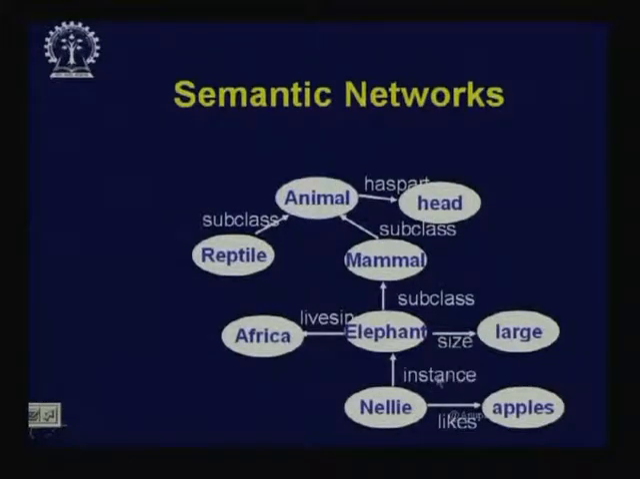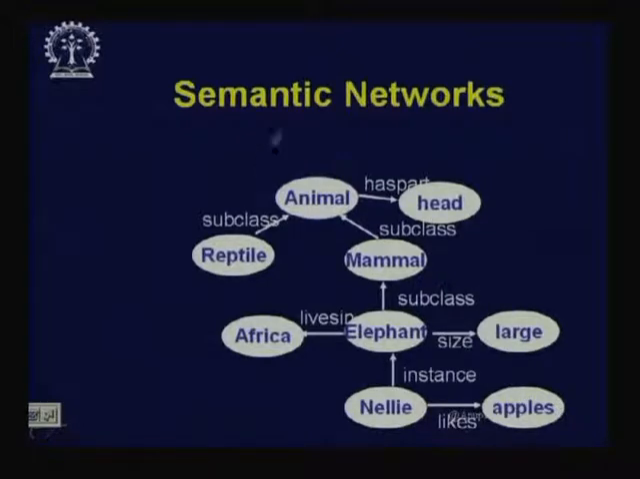Now, those of you who are familiar with object oriented programming, gradually you can try to map. You see, there is a class, there can be subclasses of classes, and there can be objects belonging to those classes. These objects are nothing but instances, right. Like Tom is an instance of a boy, all right. Boy is a subclass of person or subclass of male, etc. So, here instead of is a, we have used another relationship that is called instance. So, Nelly is an instance of elephant, Nelly is a particular elephant, and Nelly likes apples.